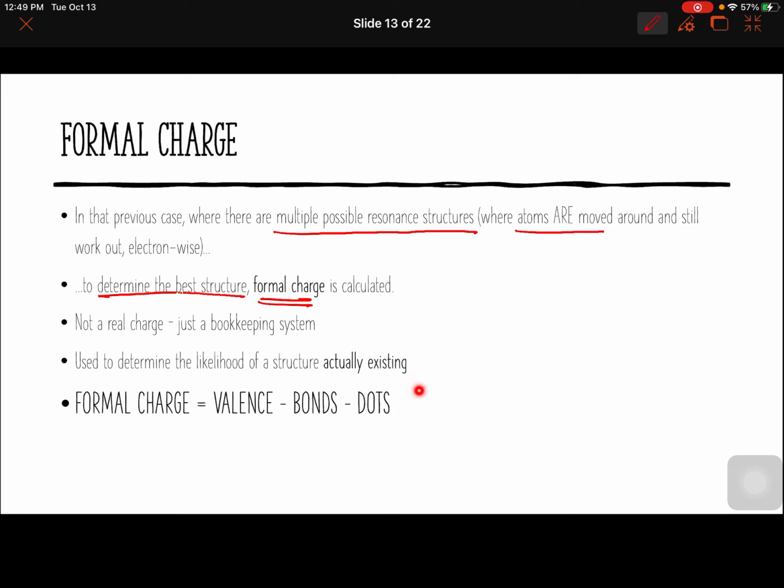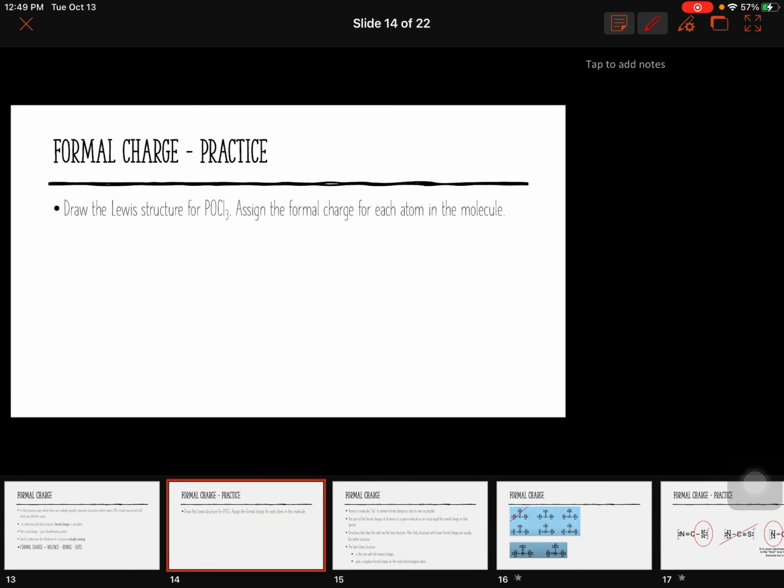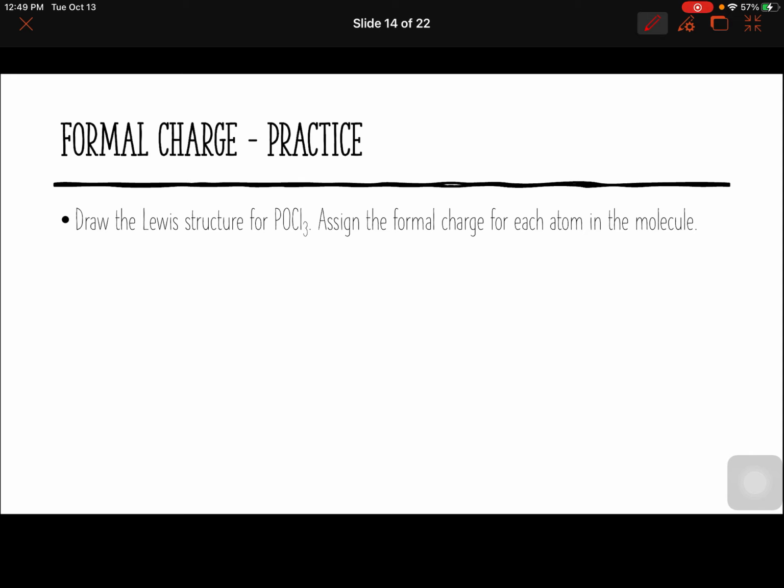It's very simple. The way that you would calculate formal charge for each particular atom in the structure is by taking the number of valence electrons in that atom minus the number of bonds that you drew minus the number of dots that atom also has on it. And it will give you a number that's either positive, negative, or zero. Let's jump in. So we're going to draw the structure for POCl3 and assign formal charge for each atom in the molecule. So this goes back to Lewis structures.